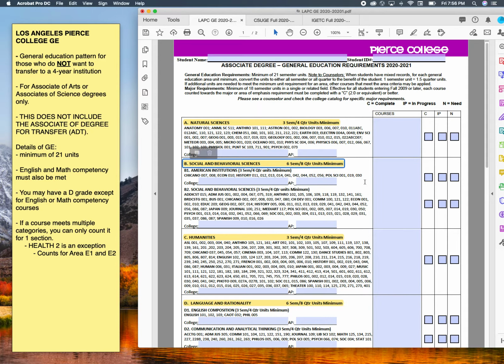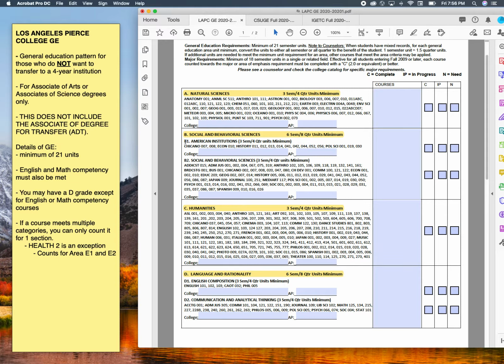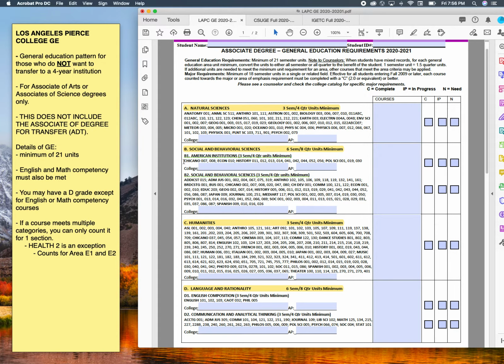For area B, social and behavioral sciences, there is a subcategory. Remember, I mentioned subcategories. They require a subcategory in American institutions, and they also require a subcategory in the social and behavioral sciences. So what that means is you have to have 3 semester units, because it says 3 semester units right here, based on these classes right here. So you could take any class in here, and it has to be at least 3 units to meet this American Institutions requirement.